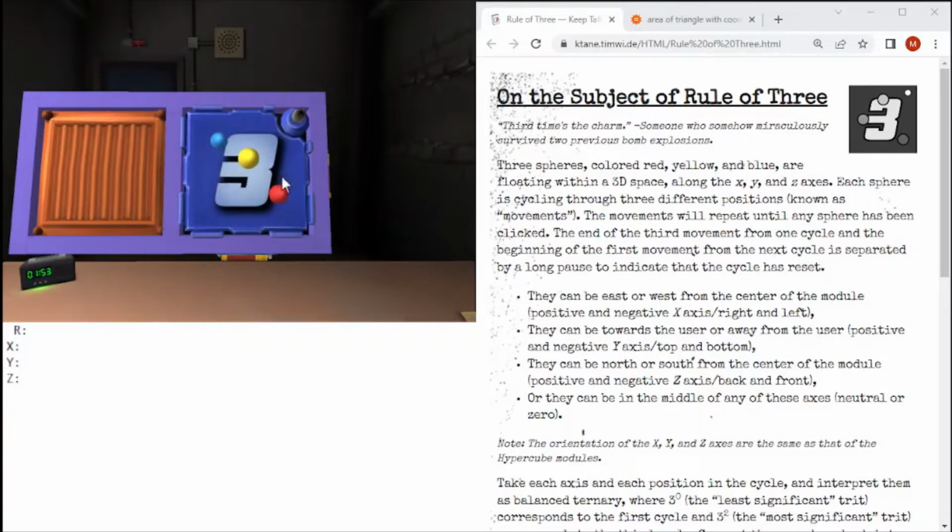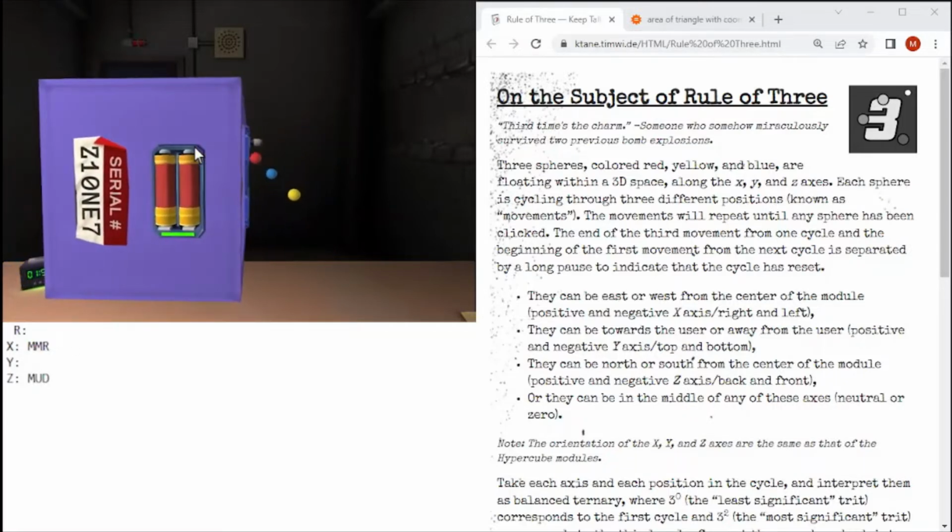If we just look, say, in the X direction right now, the red sphere moves to the middle, stays in the middle, and then moves back to the right. So I'm just going to write down that the red's X movement is middle, middle, right. The Z movement for red, that's moving up and down as we look at the module this way, is middle, up, down. So I'll write that down as middle, up, down.